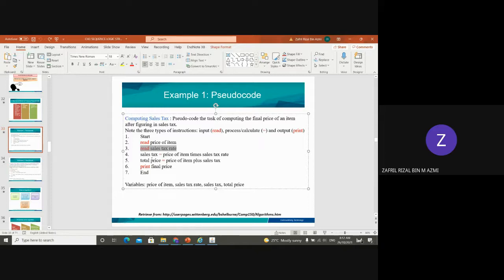That's why in pseudocode, we try to explain the process using language. As you can see over here, although this is actually a calculation, supposedly an equation, we represent the equation using text, using words. This means price of item times, multiply, multiplication, multiply sales tax rate. But in pseudocode, we write it in English language that everyone can understand.